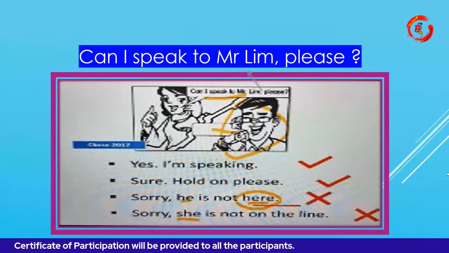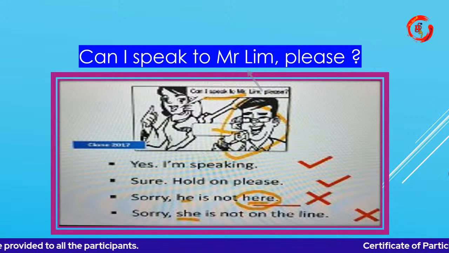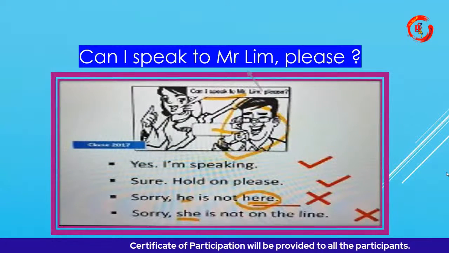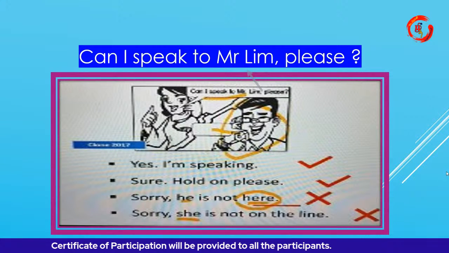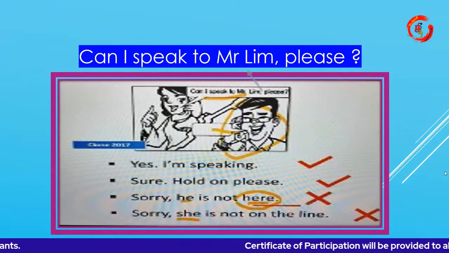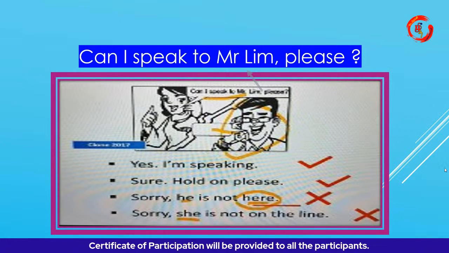The correct one, yes, I'm speaking. That's correct. Number 2, sure. Hold on, please. Number 3, sorry, he is not here. You cannot use the word here. It's not the place, isn't it? Sorry, she is not on the line. Here, the pronouns used is wrong.